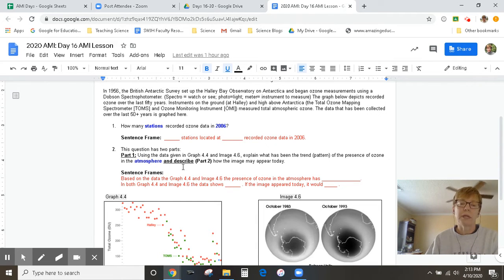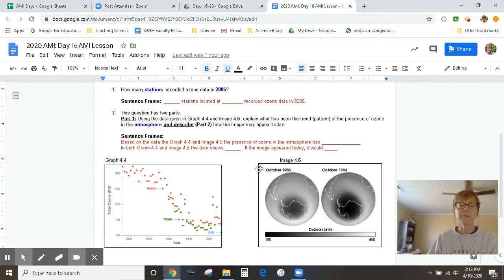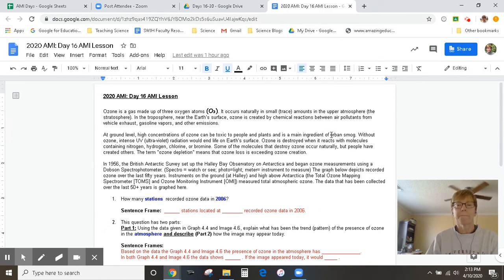And then part 2 says, describe how the image may appear today. So they've given us a graph 4.4 and an image 4.6. So the second part of question 2 wants us to take the information from both of these, this graph and this image, and see if we can figure out, based on the data and the information that they give us, what does it look like in our atmosphere today, 2020. So now let's read the passage.